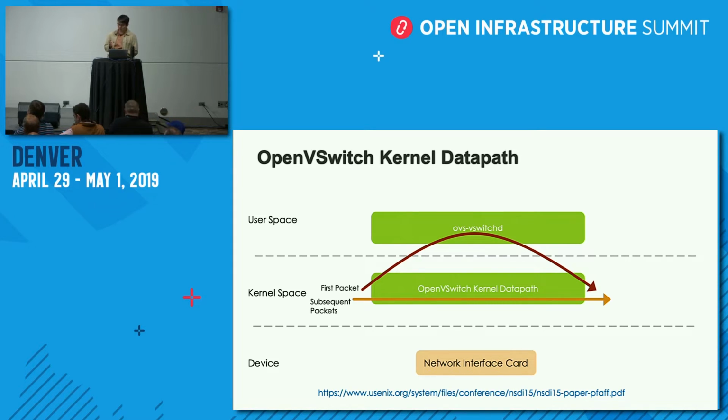As a result, all the subsequent packets of the same network connection could follow the instructions in the datapath and just be forwarded in kernel space. This way, better performance than consulting ovs-vswitchd for every packet can be achieved, because context switching between user space and kernel space is expensive.